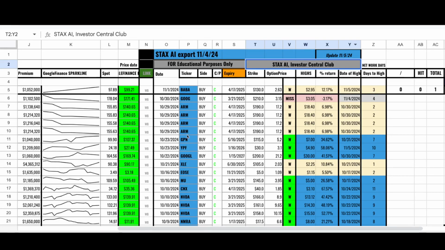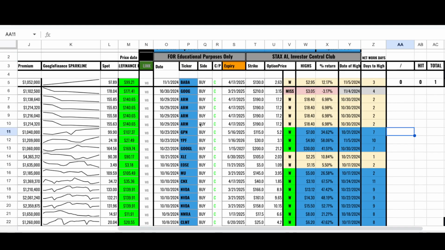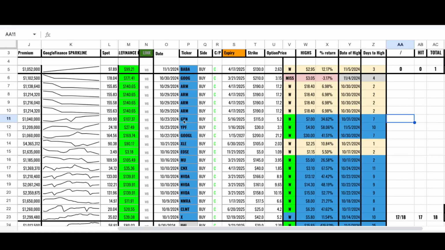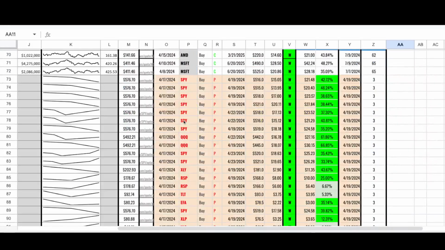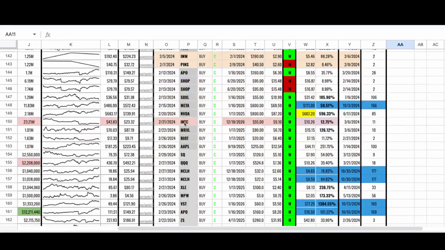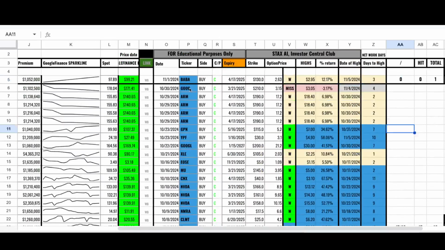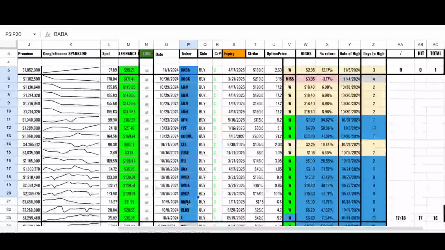So, as you can see, what we have over here is our export of all that data, and I've gone through and checked all of the prints that we have, not only from last month, but from the very beginning of when we first released STAX AI. Quick little review of some of the colors that I have on here. If it's in this light blue, what that means is it's an updated situation for the spreadsheet.